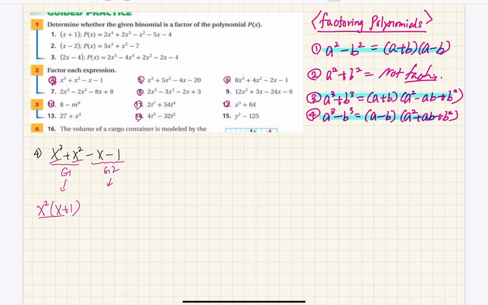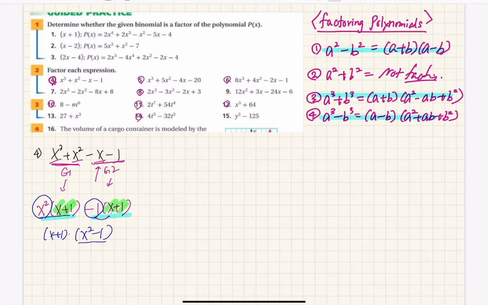Right? So this is the factored form of the first group. In the second group, you have to take out negative 1 as a common factor. So negative 1, and then the remaining terms are x plus 1. If you distribute negative 1, you can go back to the original. Negative 1 times x, negative x. Negative 1 times 1, negative 1. And then you factor these two terms by taking out another common factor, x plus 1. So take out x plus 1, and then times, inside the parentheses, you put these two remaining terms.